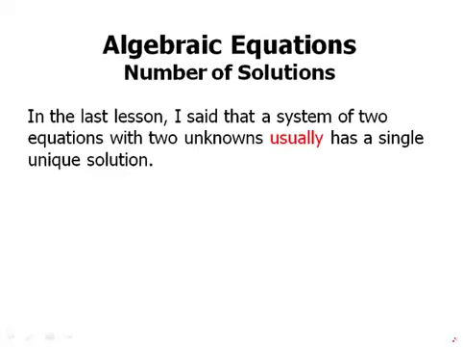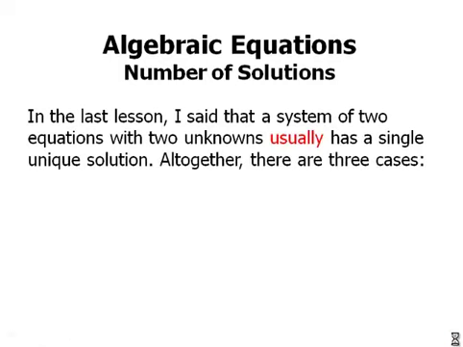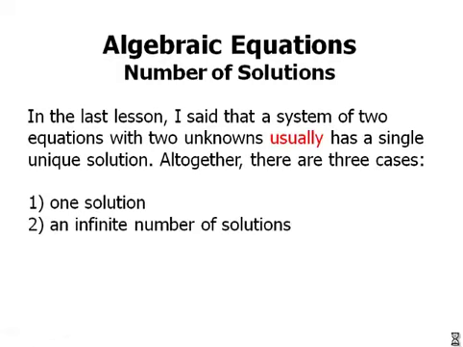In the last lesson, and in fact the last couple lessons, I said that a system of two equations with two unknowns usually has a single unique solution. Altogether, there are three cases. There's the case of one unique solution for x and y. There's the case of an infinite number of solutions. Then there's the case of no solution possible, no solution at all.